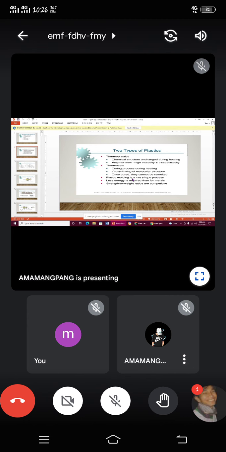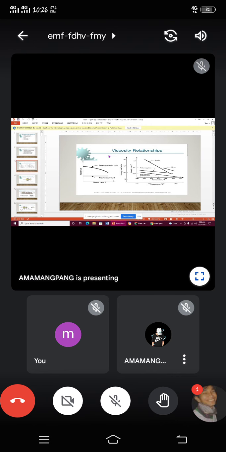Plastic molding is a net shape process. Less energy is required than for metals. Strength to weight ratios are competitive. So this is the diagram of viscosity relationships. So we can see the diagram.